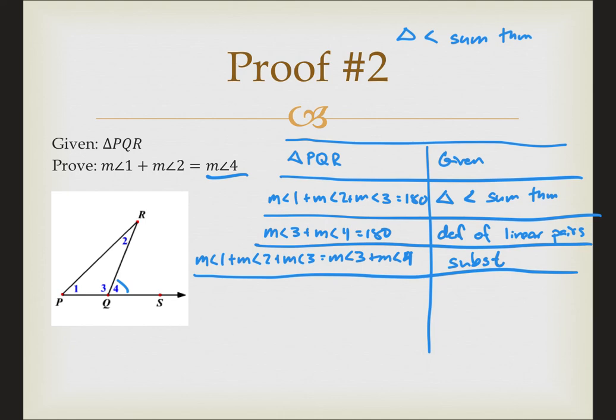Now, you can kind of see where I'm going with this. I have on one side measure of angle 2 plus measure of angle 1. And I have measure of angle 4 on the other side. I do have this pesky, iPad malfunction, measure of angle 3 in the way. So I have to subtract that out. But before I can do it, since it appears in two different equations, measure of angle 3 is equal to the measure of angle 3.